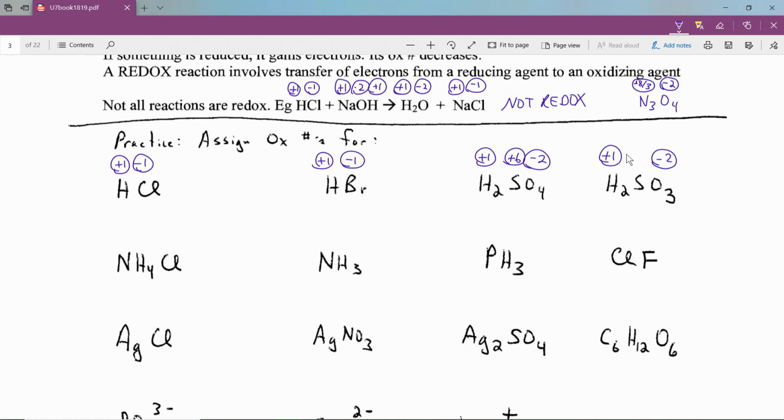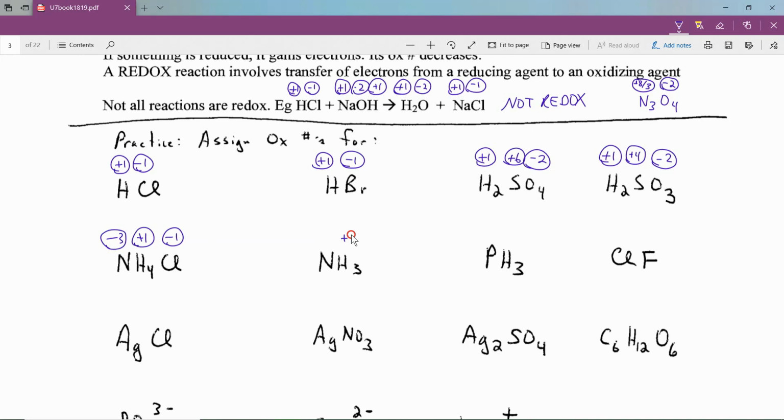It's going to be +4, right? +4. Yeah. Okay, that's good. NH4Cl. So think of that as ammonium chloride. So chloride is -1, hydrogen is +1, nitrogen is -3. So it's like NH4 plus and Cl minus.